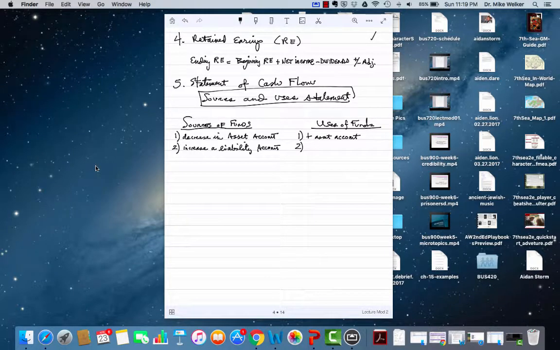And likewise, just related to that, is any decrease in the liability account. Maybe I retire some debt. How do I do it? I retire the debt by using some of the firm's cash. Oops, this is account. Asset account. It's a decrease in the liability account.